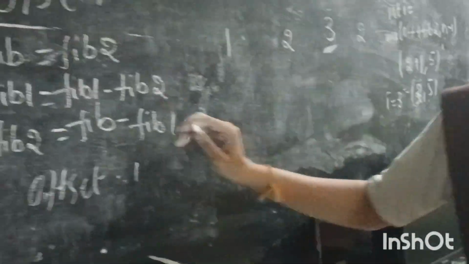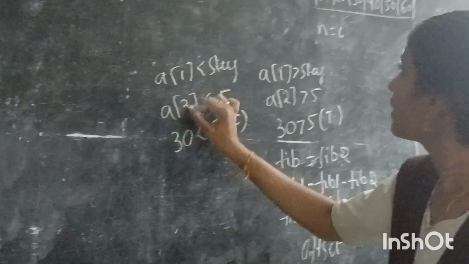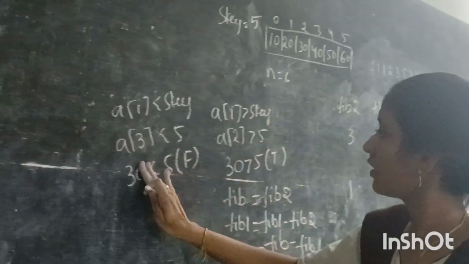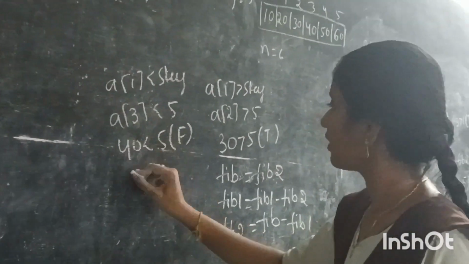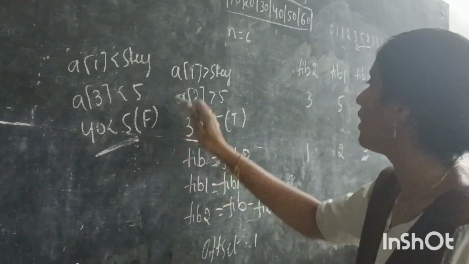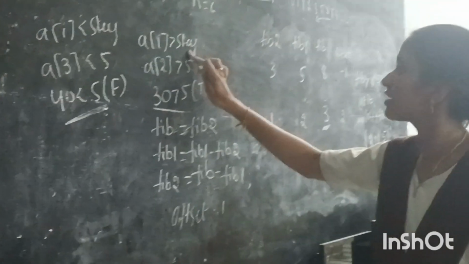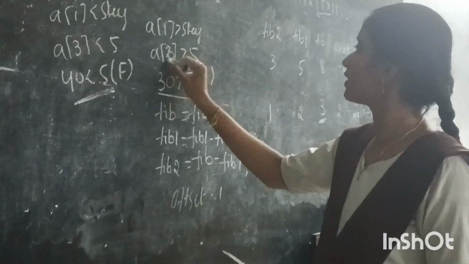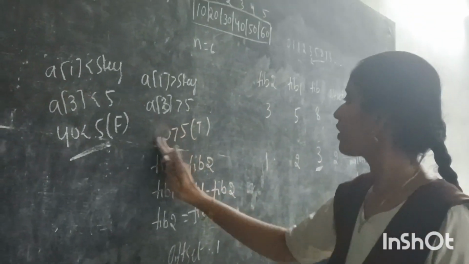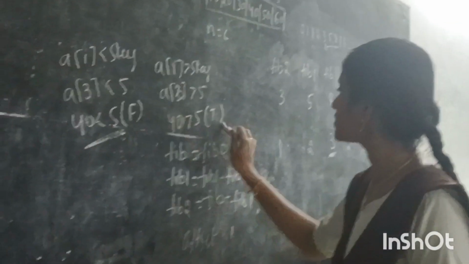Let us check A of 3. A of 3 equals 40. 40 less than 5, false. Condition false. Now we have to check A of I greater than search key. A of 3, value 40. 40 greater than 5, condition will be true.